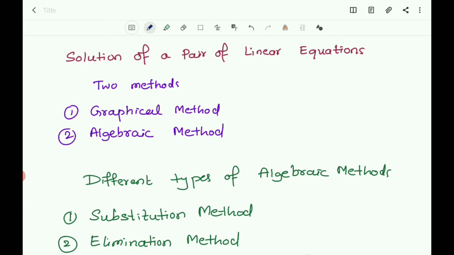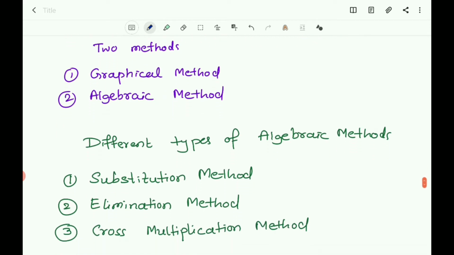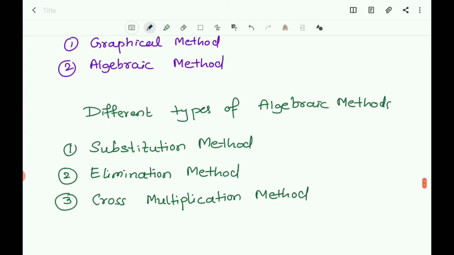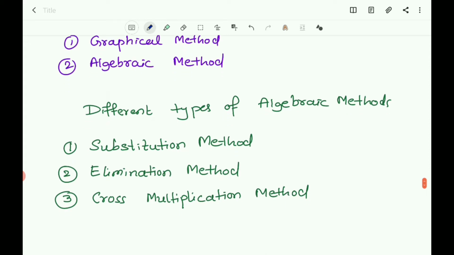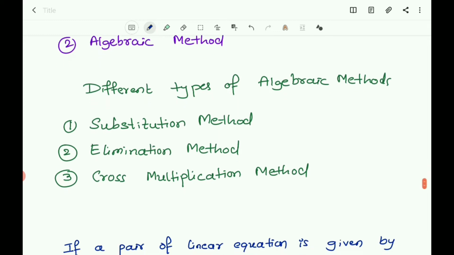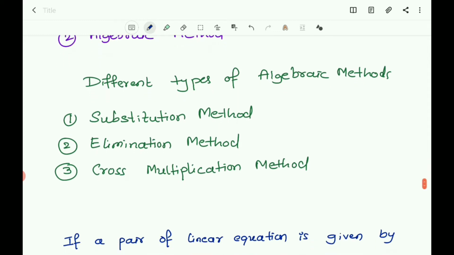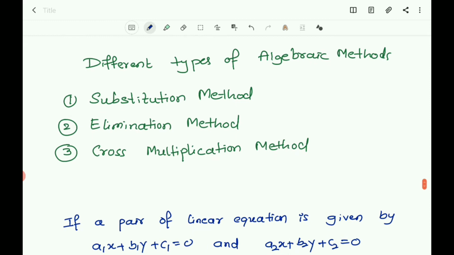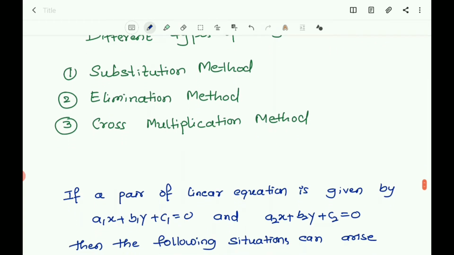In the graphical method, we have to draw the graph for both the linear equations, and the point at which both the lines meet becomes the solution of the pair of linear equations. In the algebraic method, there are three different methods: the first one is the substitution method, the second one is the elimination method, and the third one is the cross multiplication method.